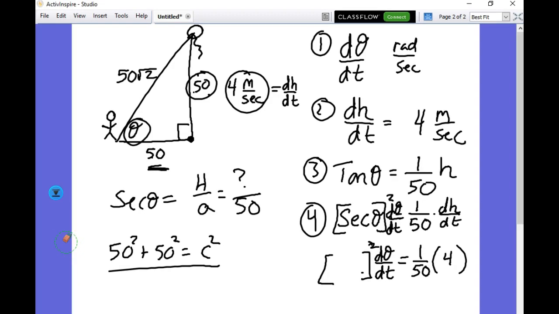All right, so if that's my 50 radical 2, then that's what the hypotenuse is. That's what's going to go here. So secant of theta is 50 radical 2 over 50, which reduces to just being radical 2. And that's what I'm going to go ahead and plug in over here for my secant. Now, radical 2 to the second power is simply 2. 4 times 1 over 50 is 4 over 50, which if you reduce it is 2 over 25.